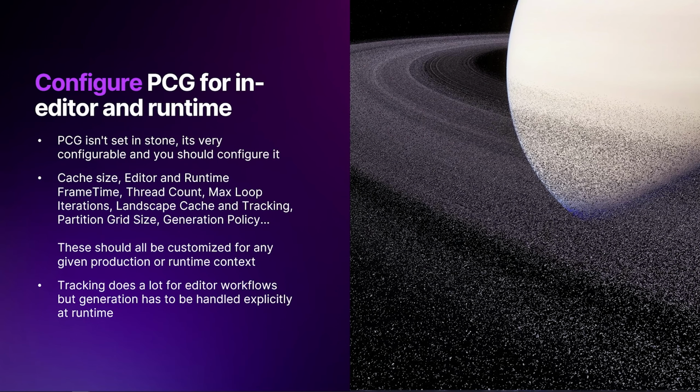And we do want to think about how we're configuring our PCG. So the default settings are there because we think there'll be good general defaults, but it's not set in stone. And you should probably start looking into cache sizes, editor and runtime frame times, thread counts, max loop counts, things like this, based on the needs of the PCG systems that you're developing for yourself. And then, of course, I do need to mention again, tracking only works for editor workflows. It doesn't work at runtime.